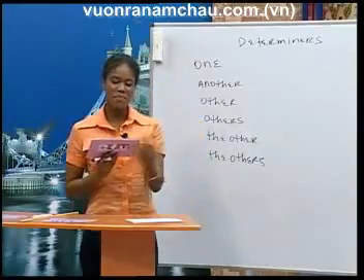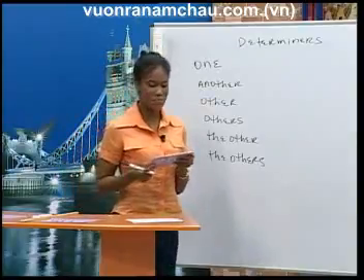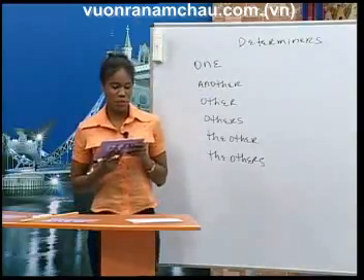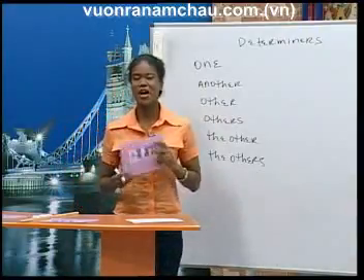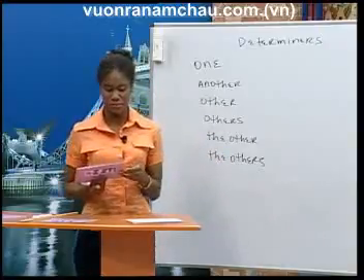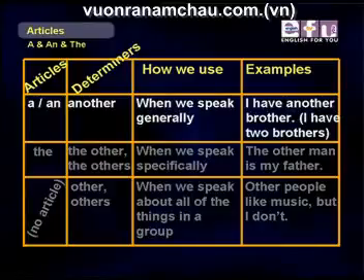Okay, remember how we used the articles before? We were using a, an, the, or no article. Well, we can use determiners in the same way. Let's look at a table to see how we can use these determiners. Remember the articles a and an. Well, a determiner would be another to use when we speak generally, like a and an. So I have another brother, meaning I have two brothers. Here's one brother and here's another brother.